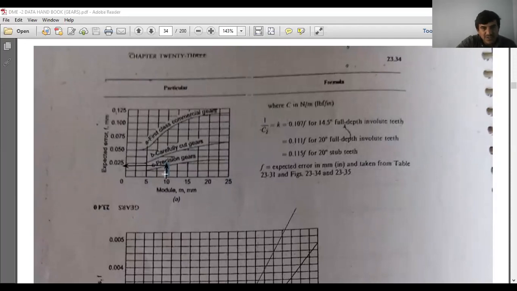If it is carefully cut gear instead of precision cut, draw a vertical line up to the module of 10 mm. Draw a vertical line from module 10 mm to the carefully cut gear curve, then draw a horizontal line. This is the way I have to take it from figure 23.34a or else 23.35a.